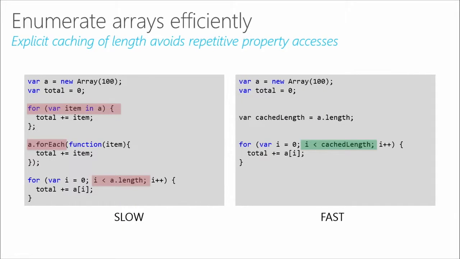Sure. Okay, so the other one is about enumerating arrays. What's the efficient way for you to access an array? Let's actually talk about that. Here you have multiple ways of doing that: for variable item in some array, or forEach, and then there's a very simple for loop.